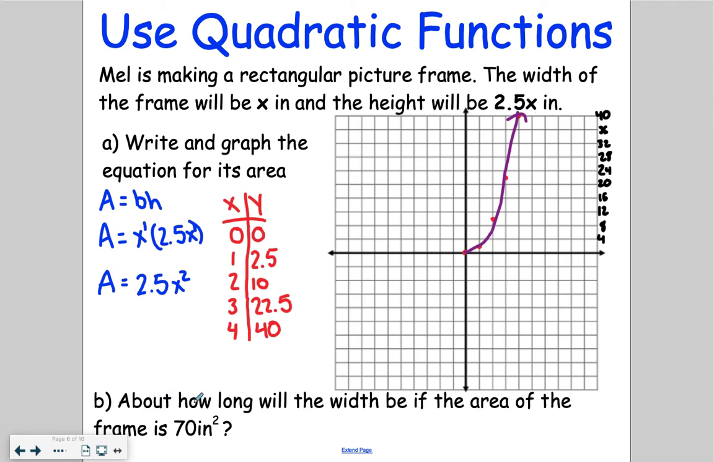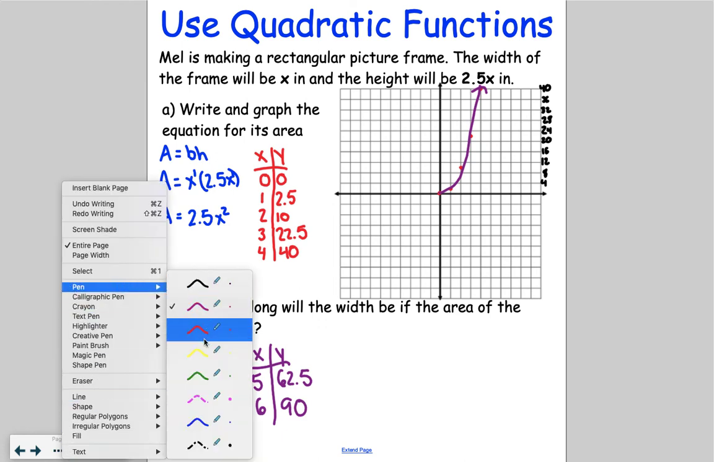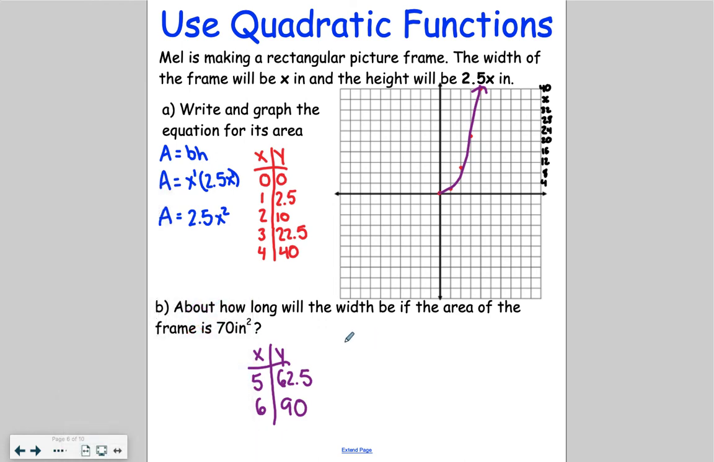Now for the second part, it says how long will the width need to be if the area of the frame is going to be 70 inches. So this y value is our area. So far we're only up to 40. So what that means to answer the question is I'm going to have to keep going. So I'm going to plug in now x is equal to 5. And when I do that, I get an answer of 62.5. That's not 70 yet, so I'm going to plug in 6, and I get an answer of 90. That's too big.